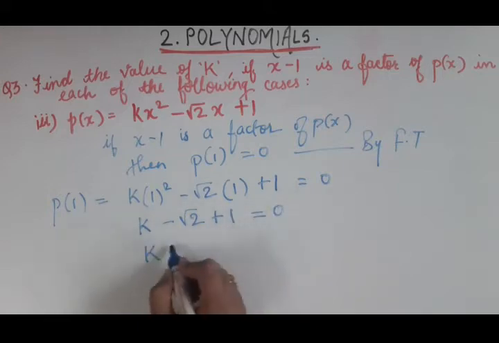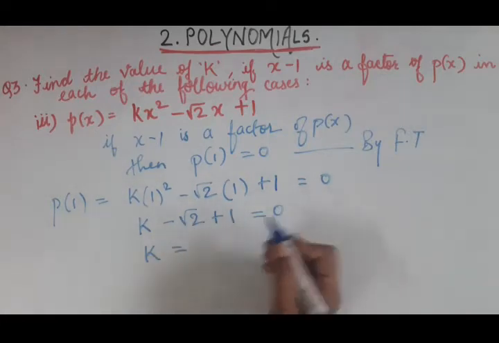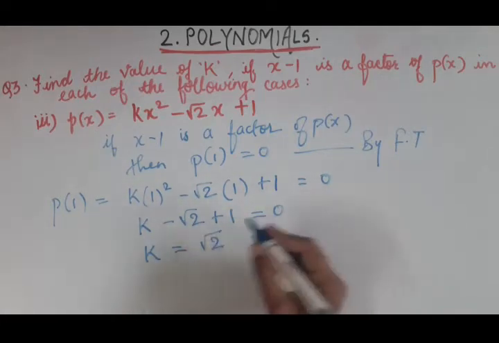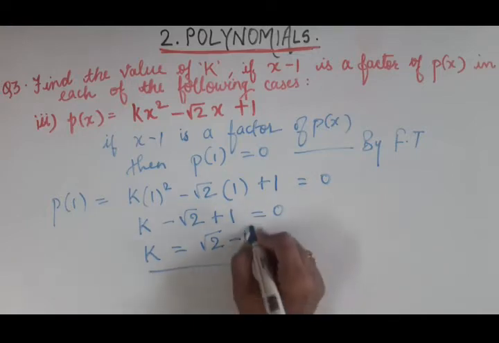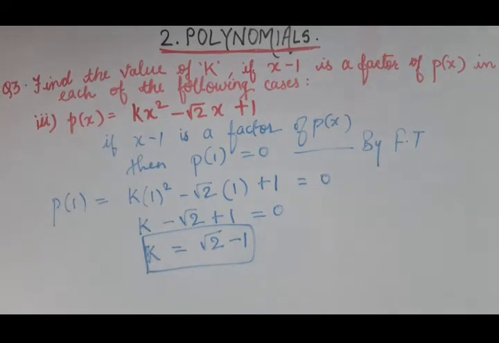Now whatever is extra with k, shift that side. Minus root 2 after going that side will be plus root 2, and plus 1 will be minus 1. So the value of k is root 2 minus 1.